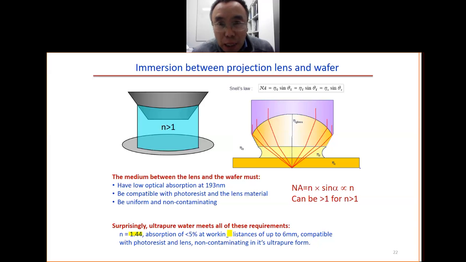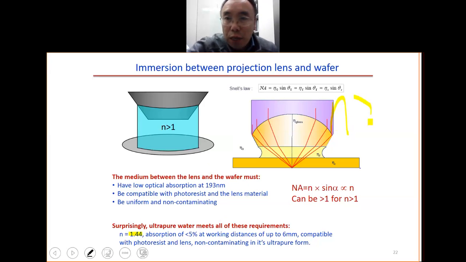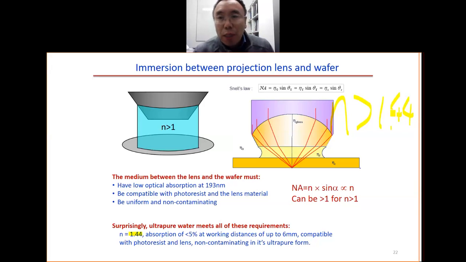Nevertheless, in the past 20 years, the industry also looked hard at other materials that have n bigger than 1.44. They spent a lot of effort studying other materials. But in the end, even though they have a higher index, they have other problems. So even today, we still use water for the lithography.